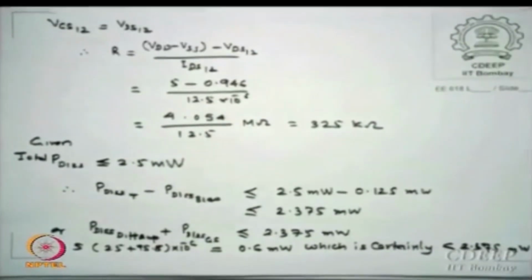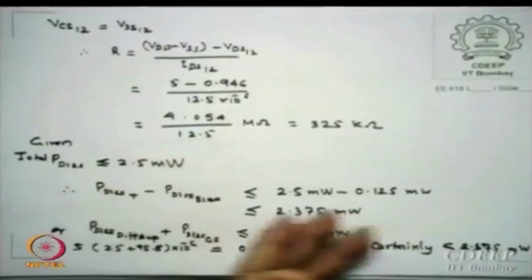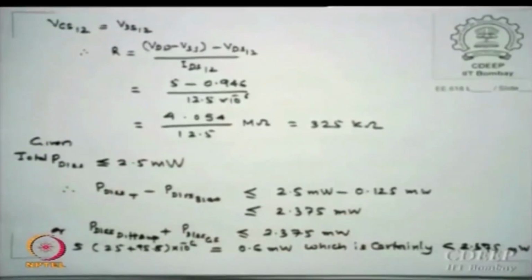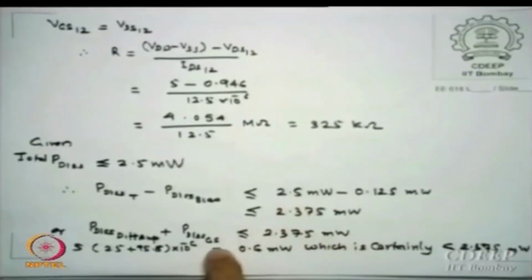To get the current of 12.5 microamps, I need for this W by L of 4 a resistor of size 325 kilo ohms. What power did I say for the bias? 0.125. What was available? 2.5. So how much is available for the DFAM plus gain stage? 2.375 milliwatts is still available for the limit for the DFAM plus gain stage. I have removed the bias.